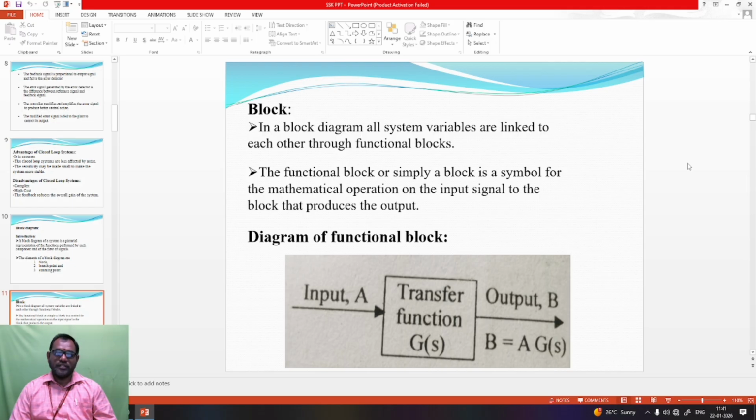The output is equal to the product of input and the system G of s. Input is A, output is B. The functional block, or simply a block, is a symbol for the mathematical operation on the input signal to the block that produces the output. The output B is equal to the product of input with the system G of s. So this is called the functional block diagram of control system.